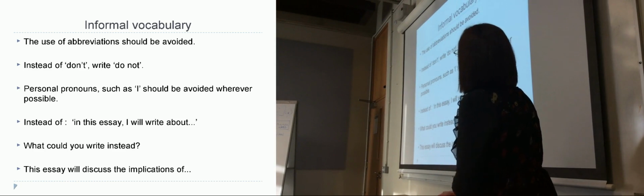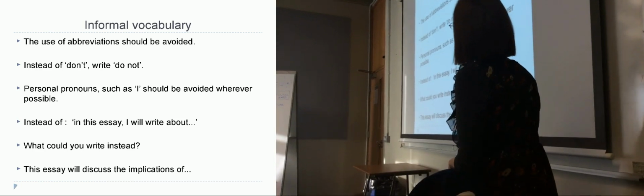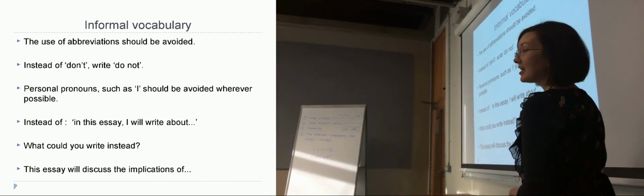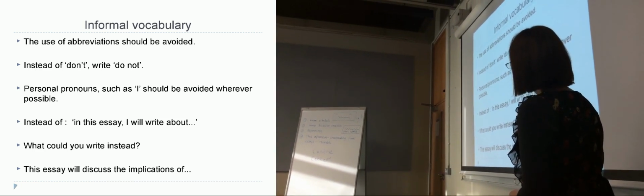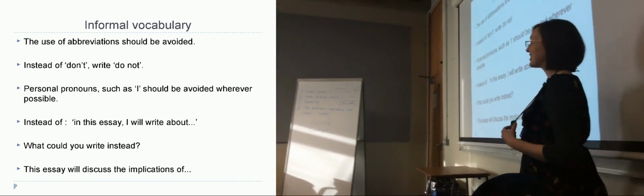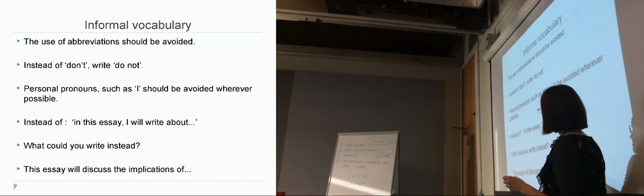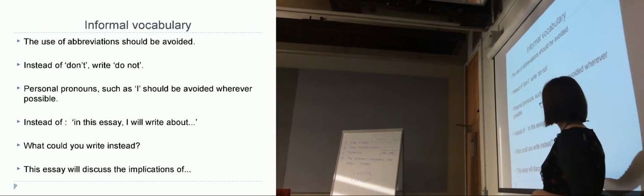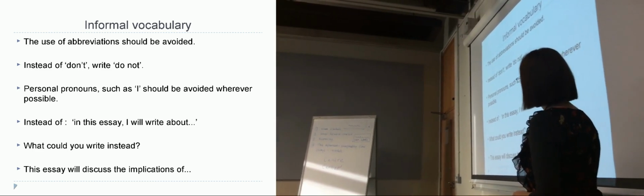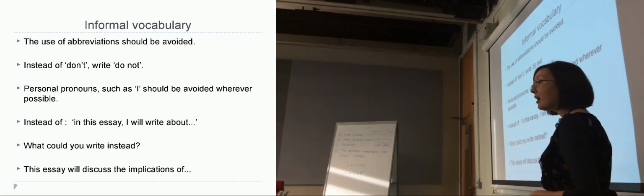Right, okay, let's move on to informal vocabulary. We've talked about this example already. Don't instead of do not, you should write the words do not. Personal pronouns such as I should be avoided where possible. Instead of in this essay, I will write about, what you could say instead is this essay will discuss the implications of. So please don't use I, don't use me, my.